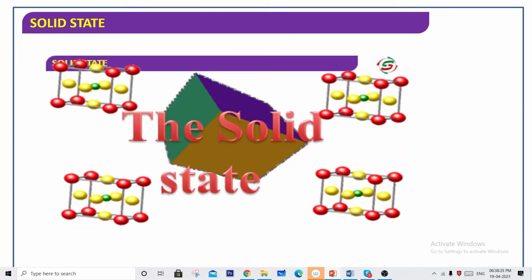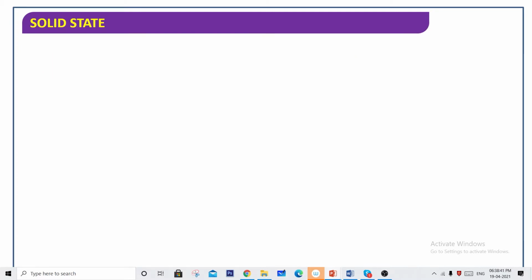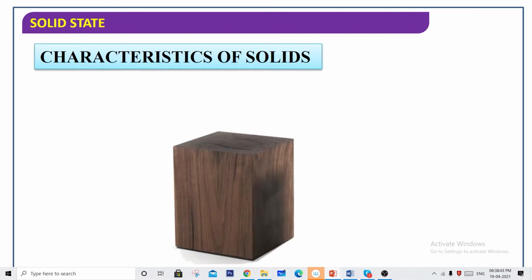Now, in this chapter, I'm discussing only one state in detail, that is the solid state. I'm discussing the characteristics of a solid. Before I start, you tell me what are the possible characteristics of a solid. Like basic ones, they have a fixed shape. They have a fixed volume. Good.